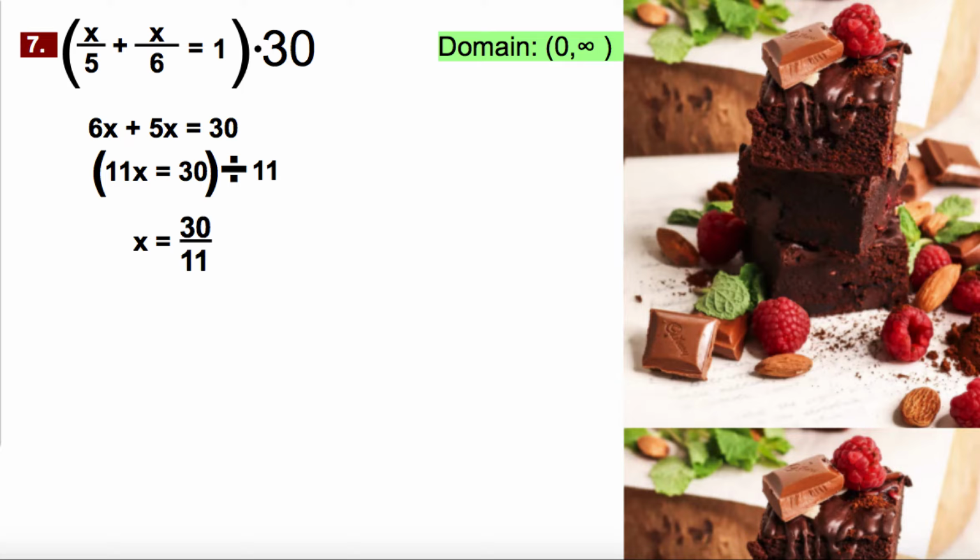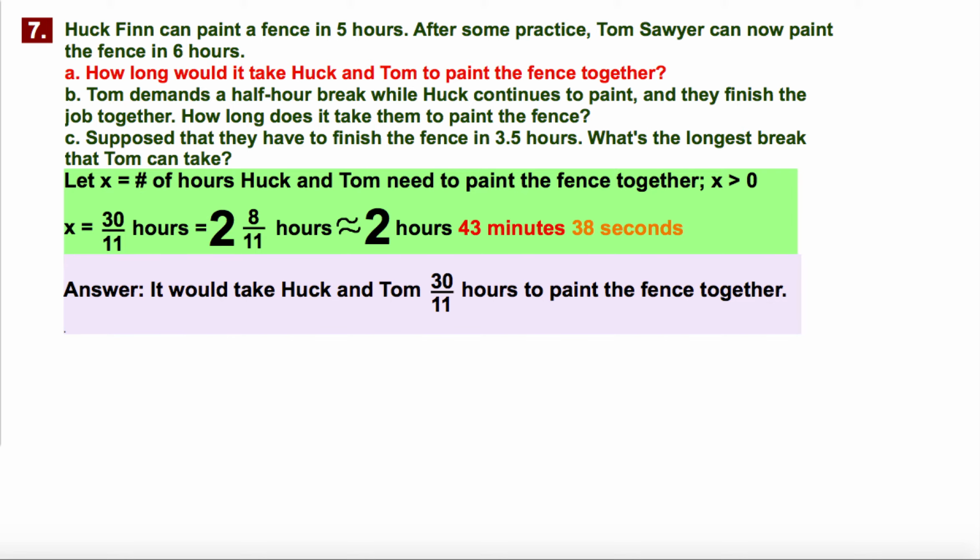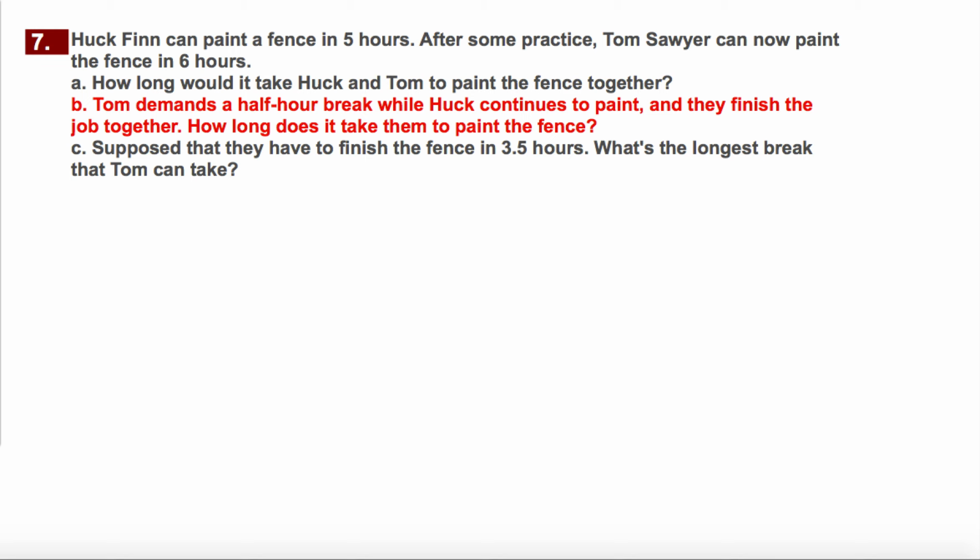x equals 30 over 11, which belongs to our domain. Since x is equal to 30 over 11 hours, that's equal to 2 and 8/11 hours, or approximately 2 hours, 43 minutes, and 38 seconds. Thus, the answer is it would take Huck and Tom 30 over 11 hours to paint the fence together.